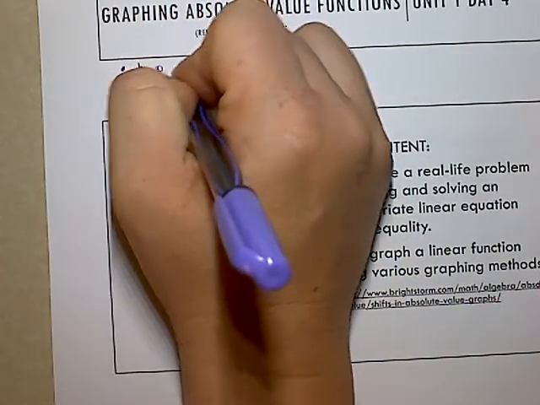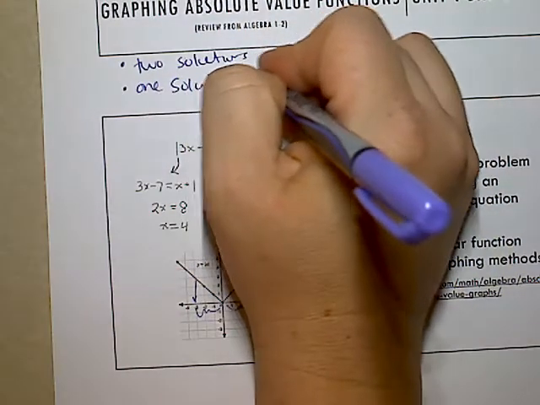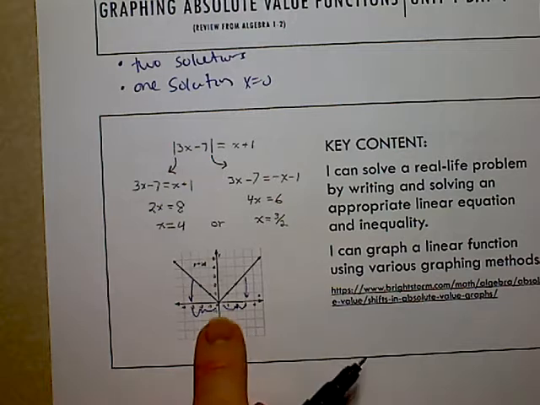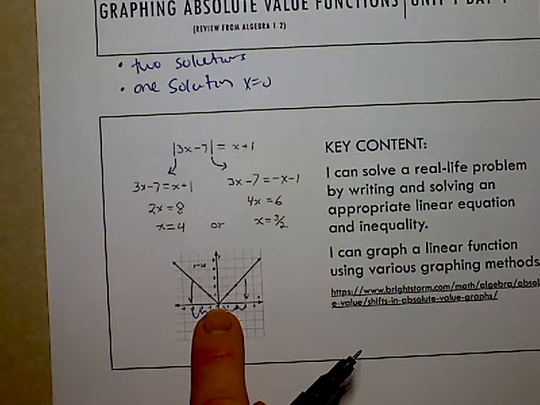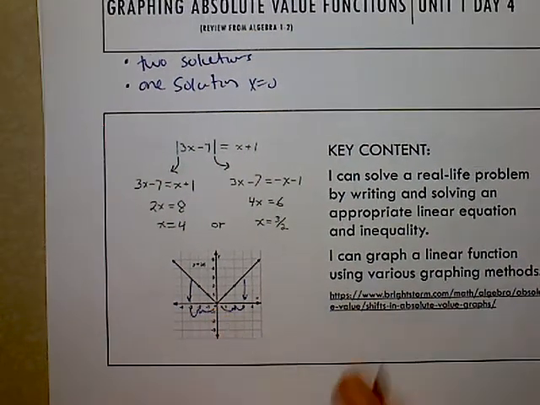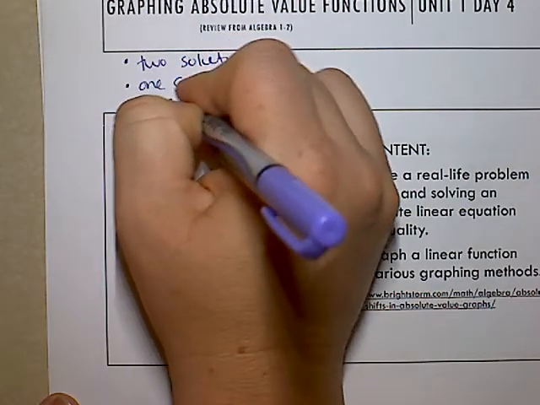Sometimes we'll have one solution, and that only occurs when x equals 0, because that's the only number on the number line that has exactly one answer. How far is 0 from 0? It's a distance of 0. And then other times we will get an answer of no solution.